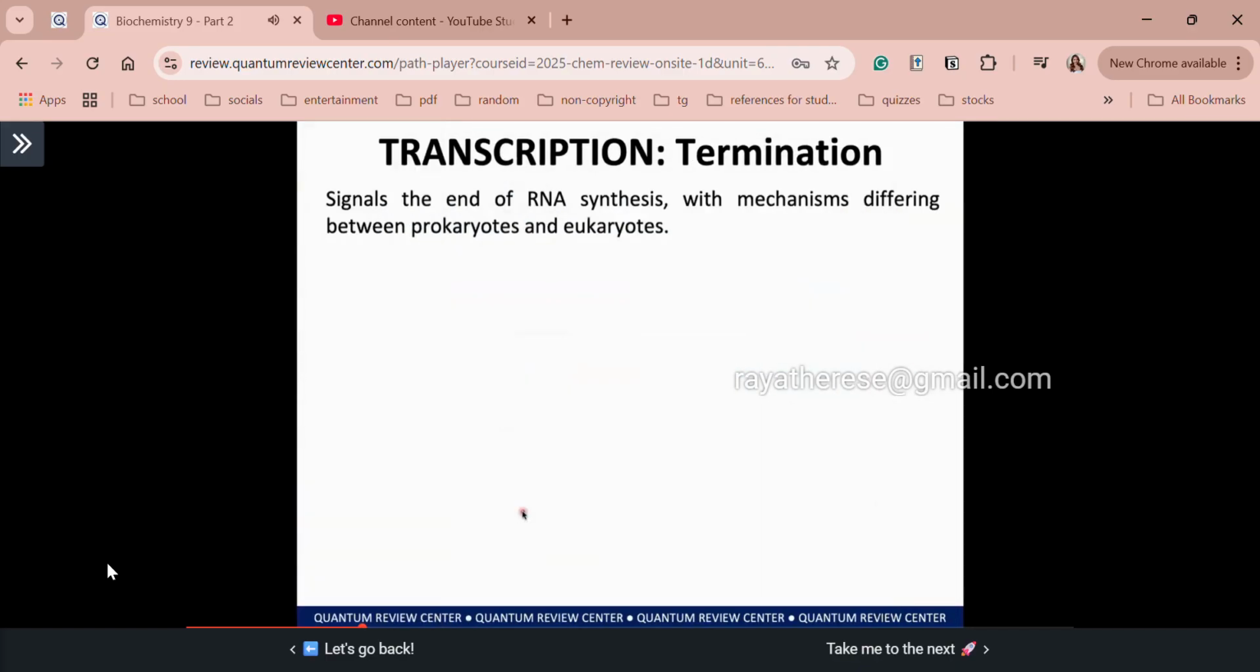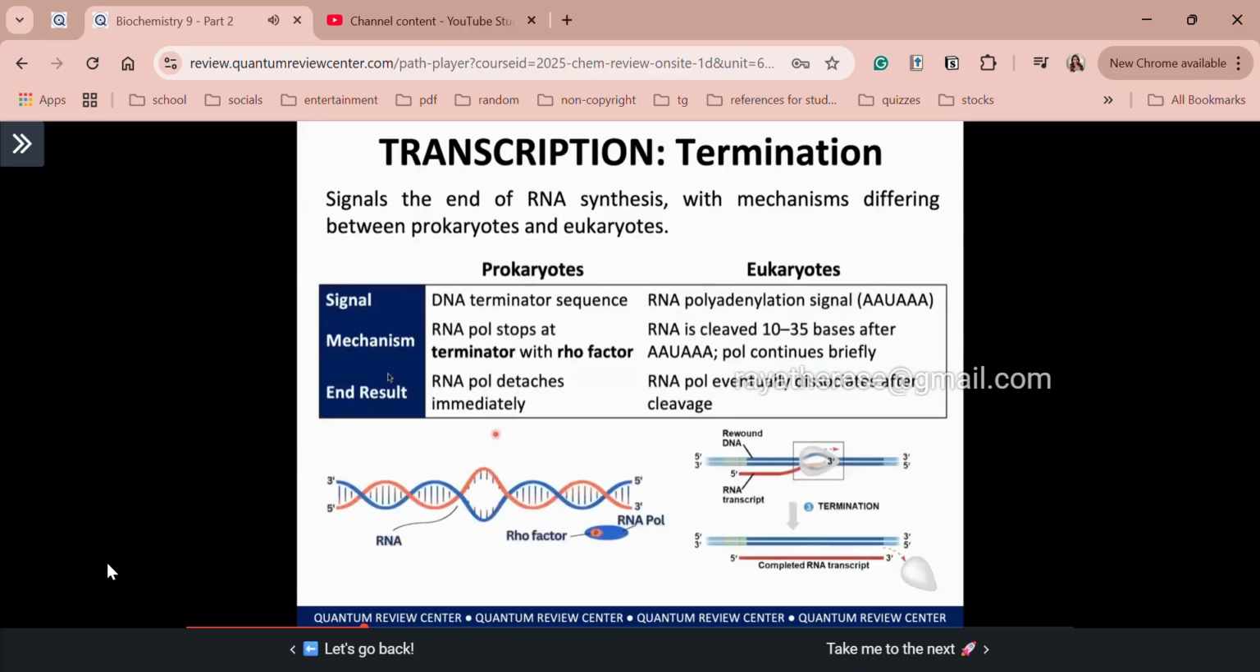Class, now we are on your termination step ng transcription. And here, very short ang termination step for your prokaryotes and eukaryotes because similar lang ang ating mechanism with your DNA replication termination. So magdi-dissociate lang din ang ating transcription assembly. Okay? So here, the termination actually signals the end of your RNA synthesis with mechanisms differing between your prokaryotic and eukaryotic cells. Let's see the difference.